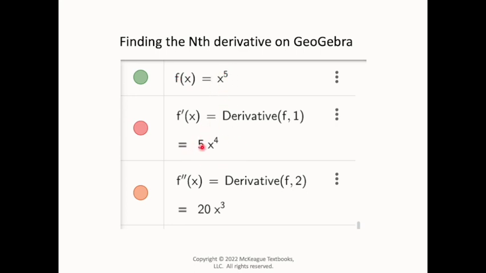We bring the 5 down in front and we raise it to the 4th power. If I wanted to take the second derivative, then I would have to use the derivative command and then choose the f function and then put in comma 2 because I want the second derivative. That means I'm taking the derivative of the derivative. So if I look at this, I take 5 times 4, that's 20, and then I decrease the exponent by 1. So this is my second derivative here. So this is a nice way when you're doing second derivatives or even higher derivatives, you'll be able to check your answers.